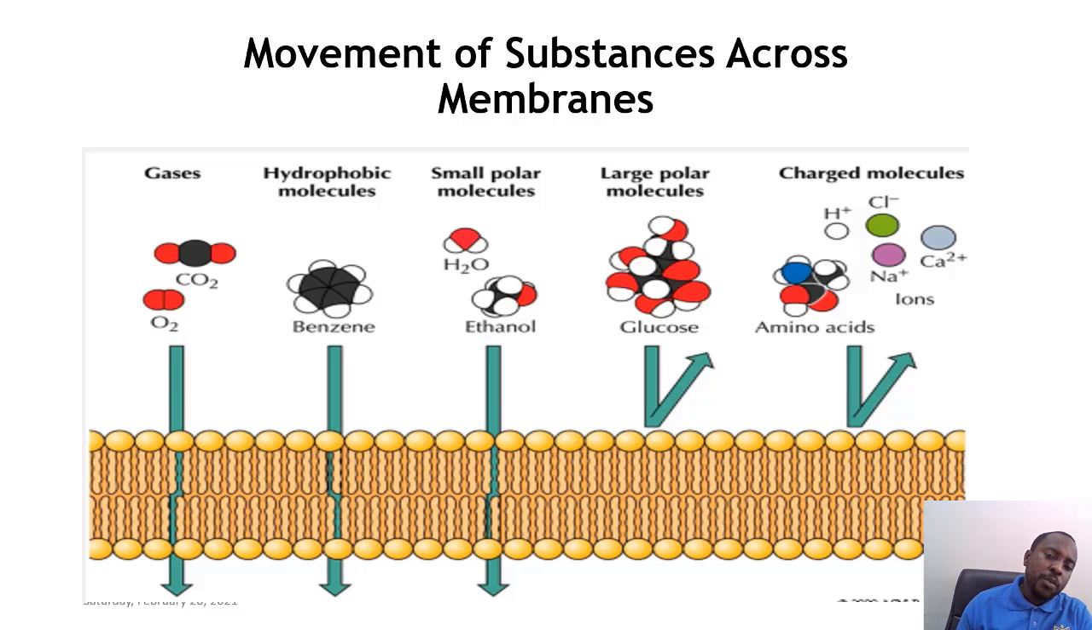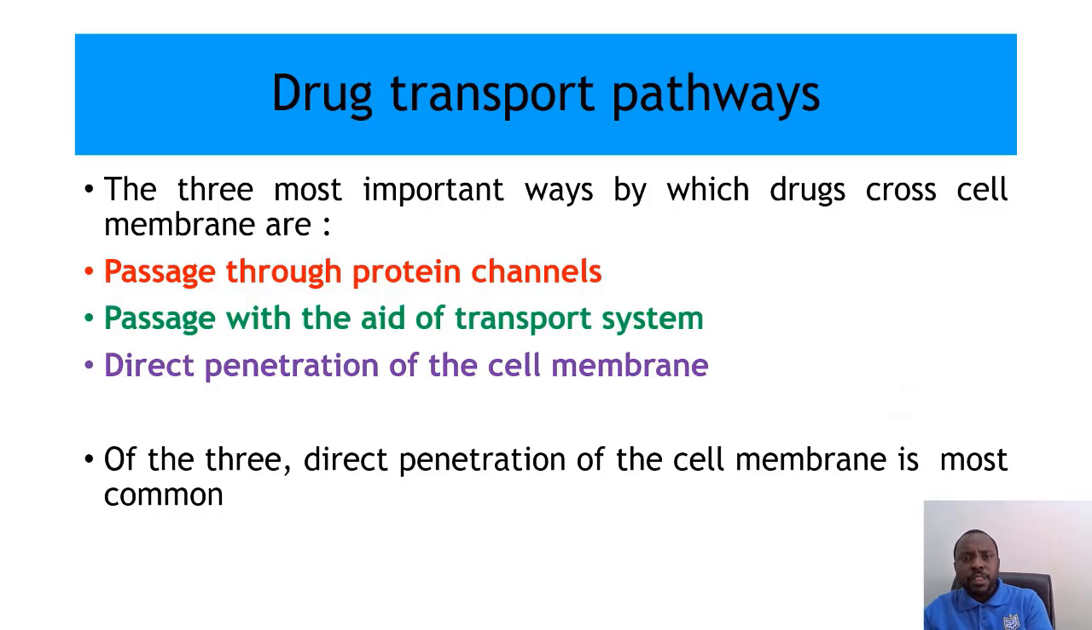So a recap of what we've done. Polar substances can't diffuse through the cell membrane. Charged substances can't diffuse through the cell membrane. And molecules with a larger size can't diffuse through the cell membrane.